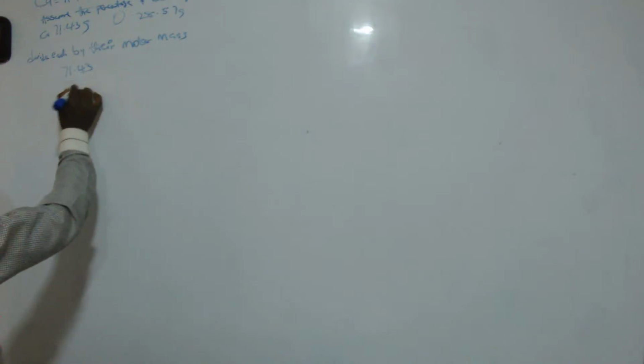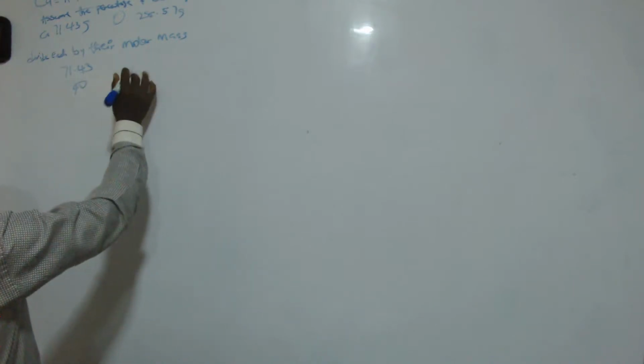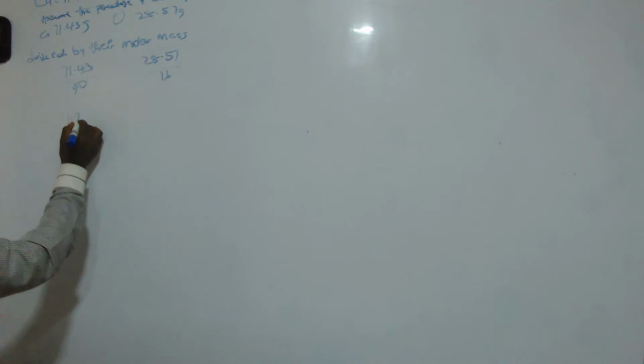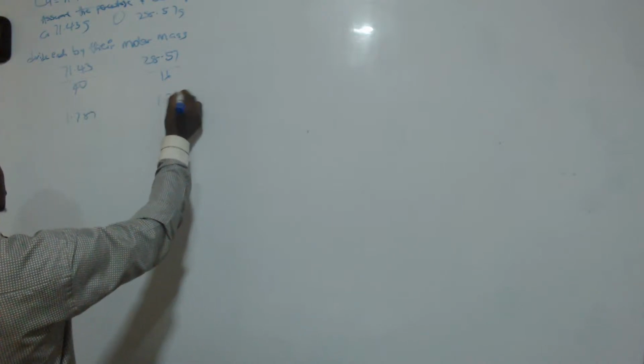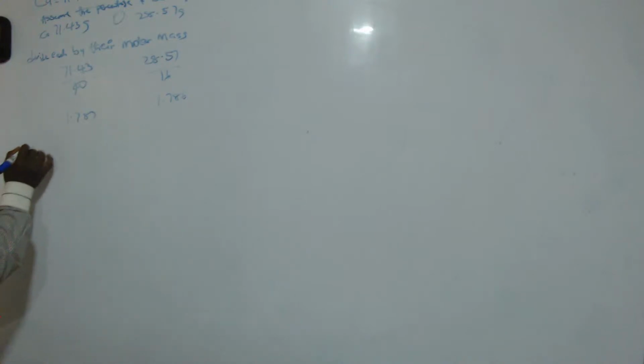Next, we divide each by its molar mass. Calcium has a molar mass of 40, and you should be able to get this in your head. 71.43 divided by 40 gives 1.786. Then for oxygen, 28.57 divided by 16 gives 1.786 also. Now the next step is to divide by the lowest.